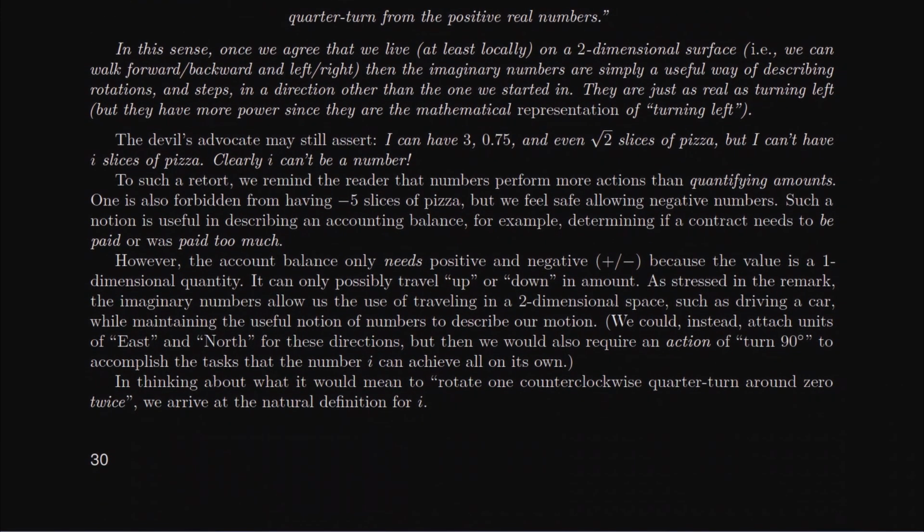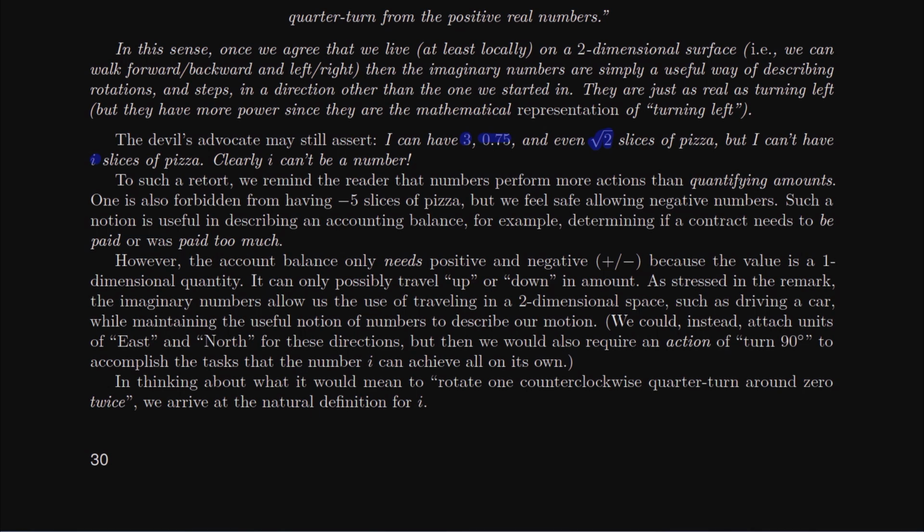And the devil's advocate may still be a little bit mad at those descriptions and argue that you can have 3.75, even root 2 slices of pizza. Now, I would argue you can't actually have root 2 slices of pizza. I think quantum mechanics forbids that. But the other thing is, you can't actually have a perfect amount of pizza anyway. You would never be able to measure it perfectly. But then somebody would say, you can't have i slices of pizza. And I kind of agree with you, but that's not all numbers do.